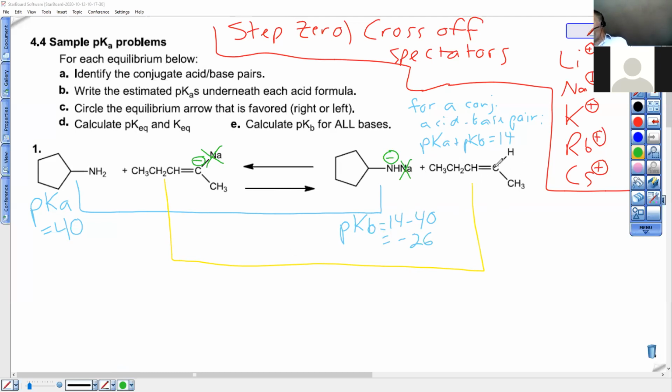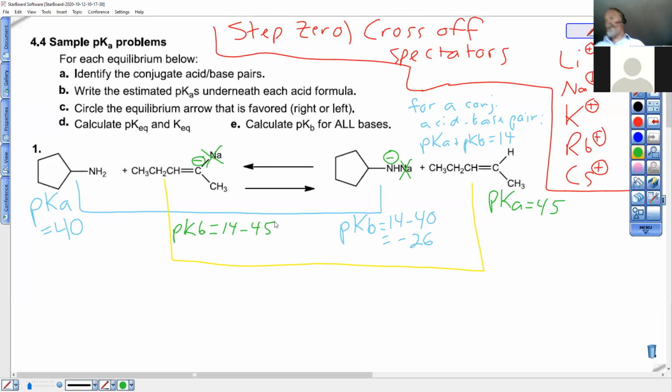Well, this C has an H. The same C does not. The pKa of the acid there, remember, this is an alkene. And on our table and now in our brain, we know that's 45. And from what we just learned, we can calculate pKb. 14 minus 45. And let's see, are we ready? We've done part A. We identified the pairs. We got them connected. We wrote the estimated pKa's under the acids.